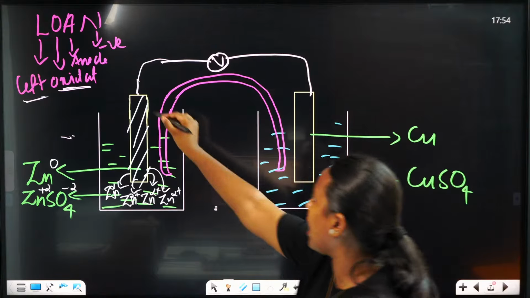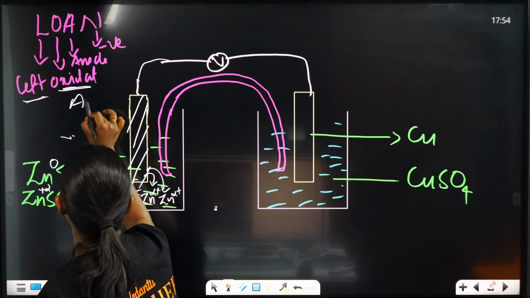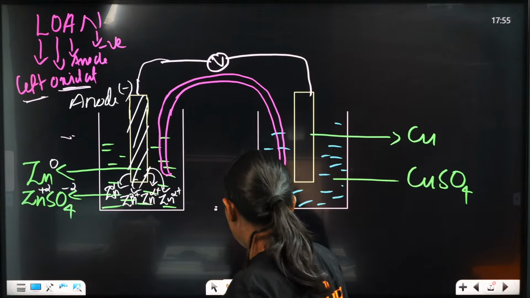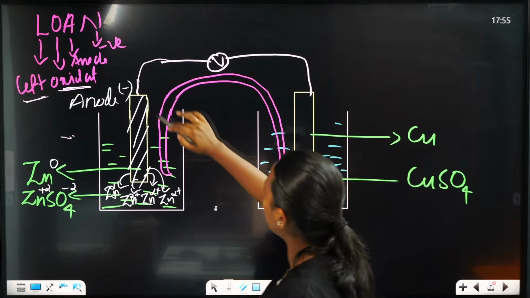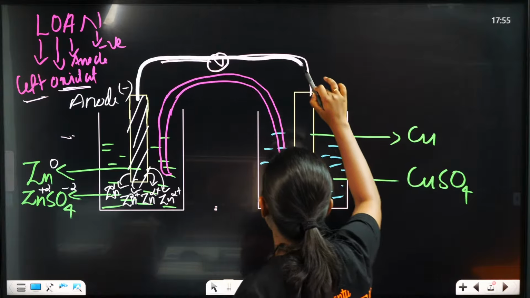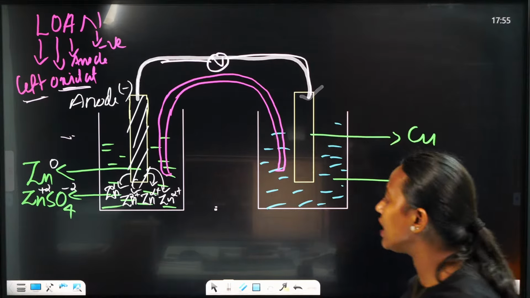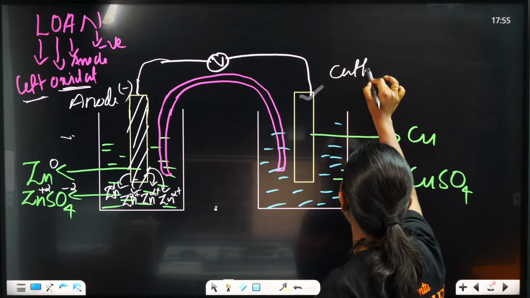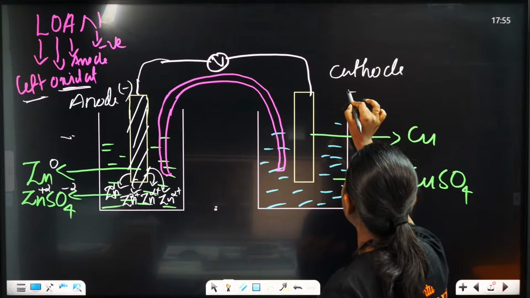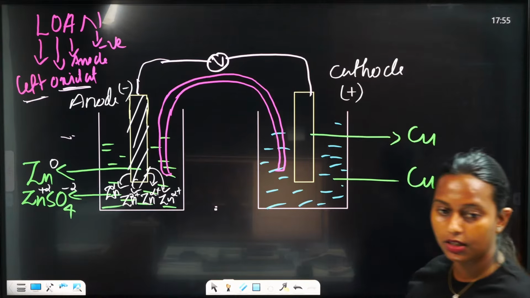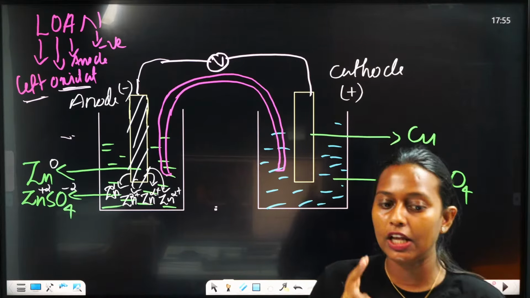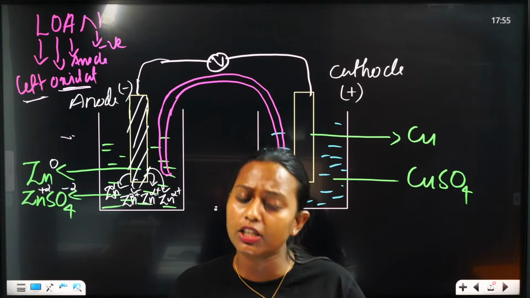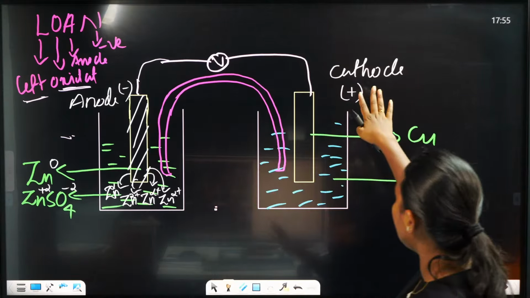Towards the cathode, yes. This is the anode, so I am writing here anode, and it is negative also. The electrons move through the conducting wire and reach the cathode. So I am writing here, this is the cathode and it is positive. So the 2 electrons have reached the cathode. What happens after that?